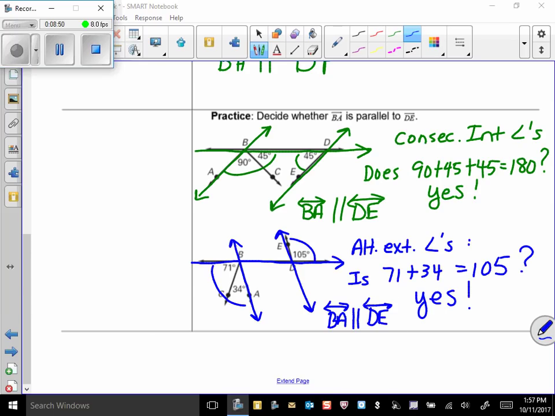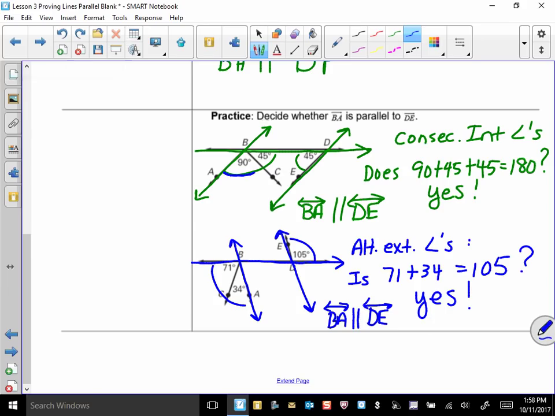Okay, so in our first problem, I highlighted my lines, I highlighted my transversal, and I can see the angles that I'm going to be looking at are these two consecutive interior angles. And what has to be true for line BA to be parallel to DE is that those two angles have to be supplementary. So that means 90 plus 45 plus 45 has to be 180, and of course it is, so we know that BA is parallel to DE.